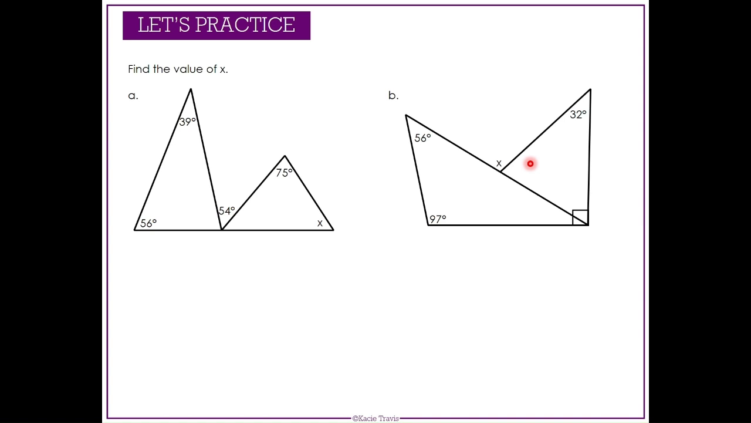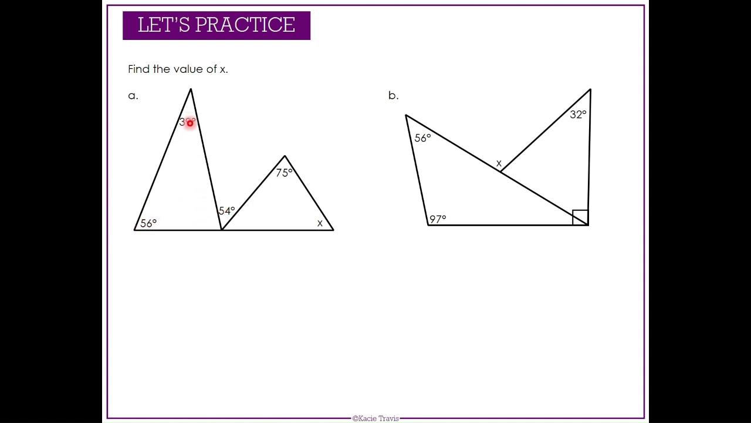Alright folks, let's figure out these bottom two questions. Now this is a mix of both of our theorems that we've done, so we got to take our time. We'll be able to go through and solve it. Alright, first off on A, we got two triangles here with these angles here, and there's our x over here with 75. We're going to first figure out some information about this triangle.